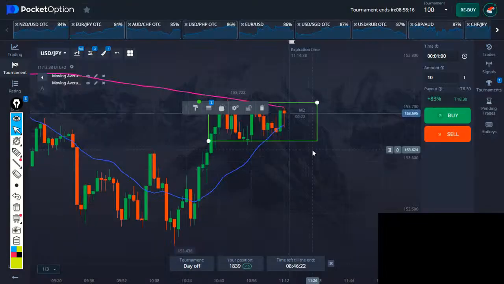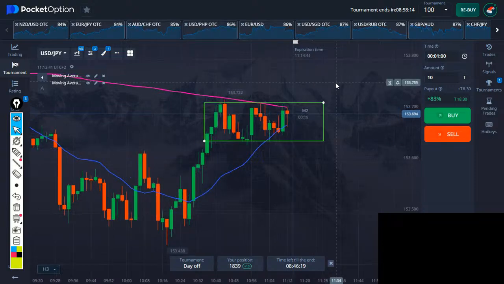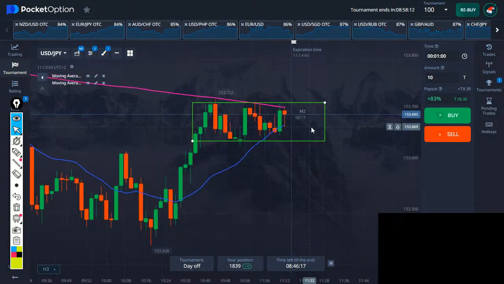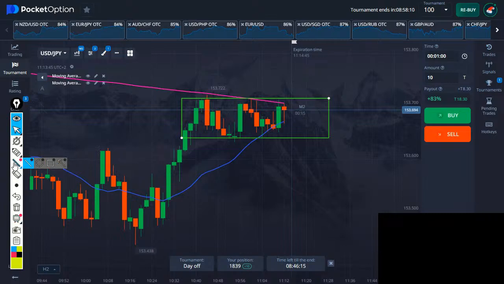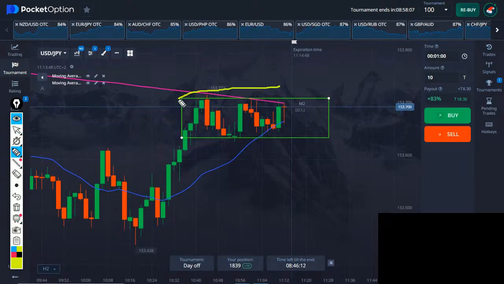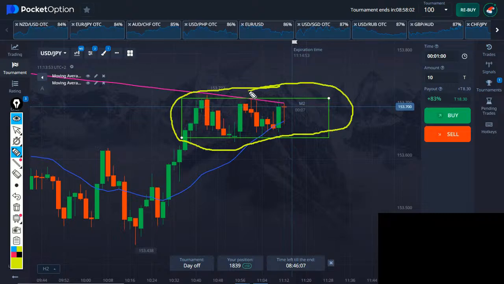Click save. So now you have your magic four in place. These are the magic four: 200 moving average, the last 10 to 15 minutes candles swing high and swing low. So swing low, swing high, moving averages. You have your magic four.